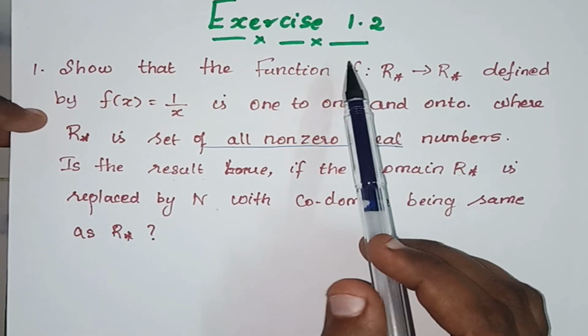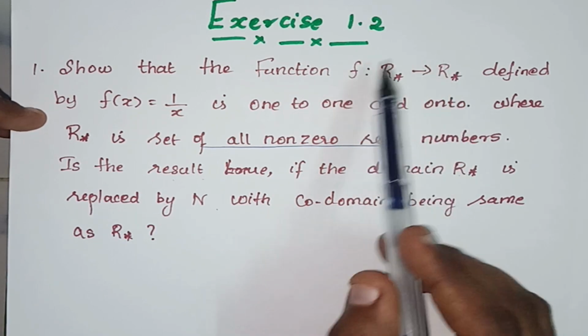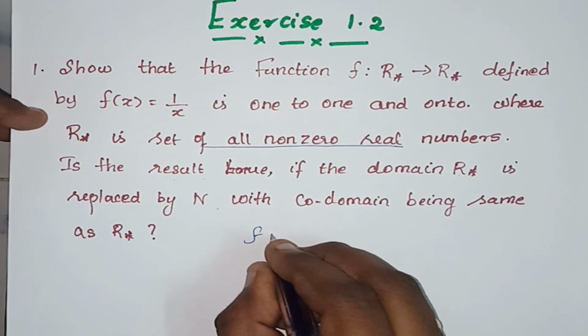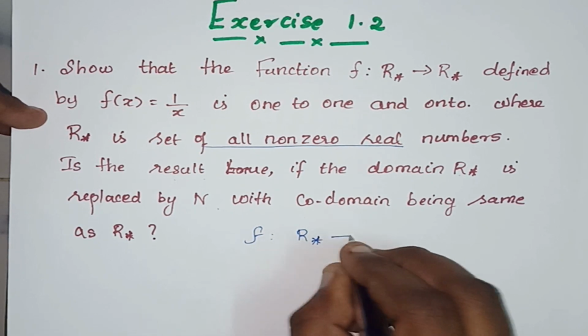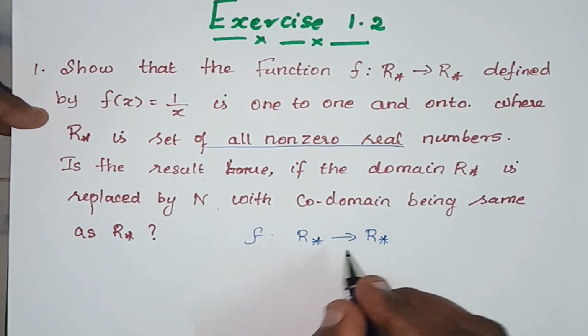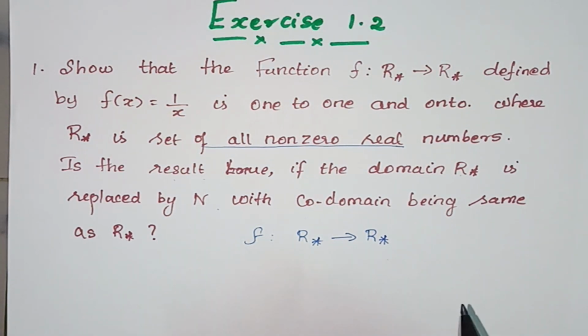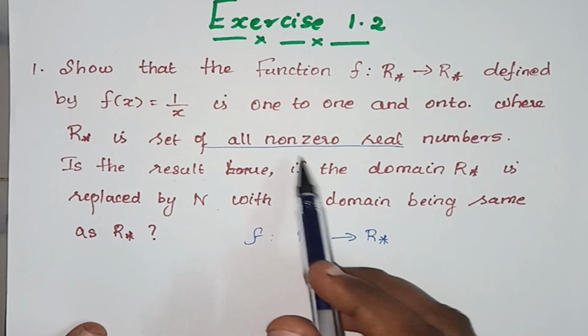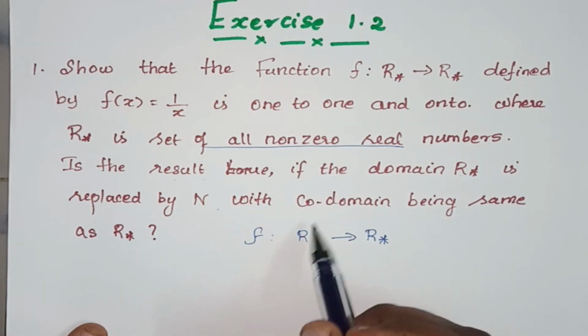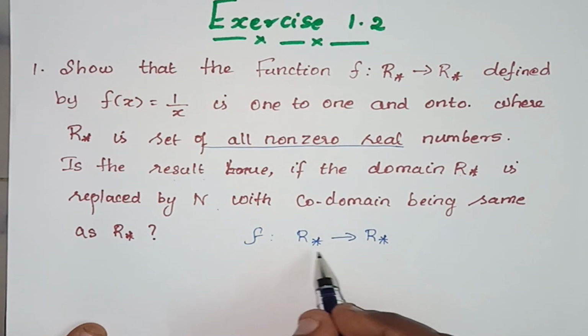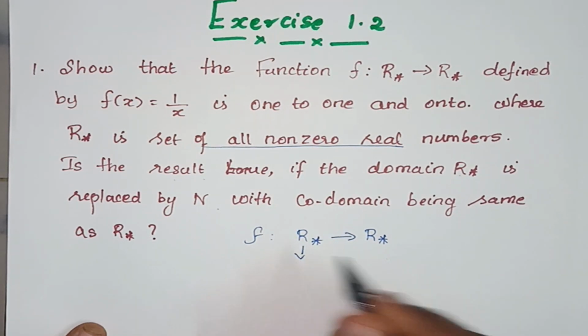Before that, we need to know the meaning of this expression, f from R star to R star. R star is nothing but the set of non-zero real numbers. What is meant by real numbers? Real numbers include natural numbers, whole numbers, rational numbers and irrational numbers. All these numbers are called real numbers. This R star means non-zero, so zero is not included in these real numbers.